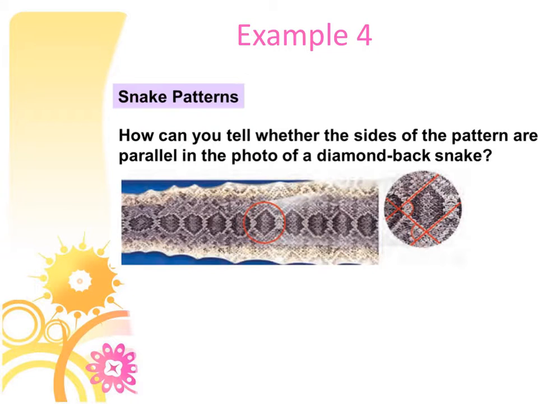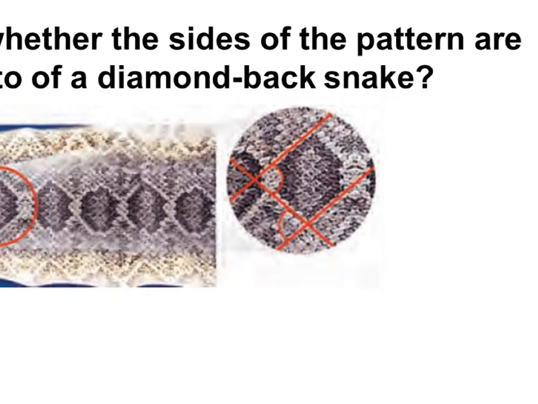And here is an application problem. And it's saying, how can you tell whether the sides of the pattern are parallel in the photo of a diamondback snake? So we're going to go ahead and zoom in on this enlarged little circle here. And notice right now we have some lines here and here and this line. And then we also have these little angles marked. So what kind of angles are these? Anybody know?